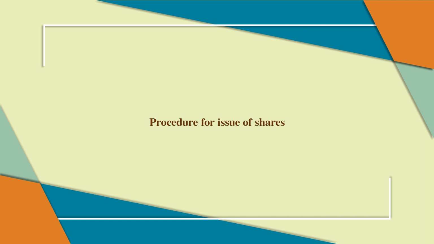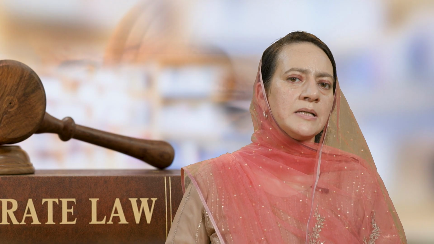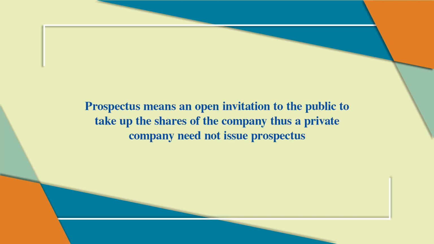Dear students, we shall now try to understand the procedure for issue of shares. The first step is issue of prospectus. Whenever shares are to be issued to the public, the company must issue a prospectus. Prospectus means an open invitation to the public to take up the shares of the company.